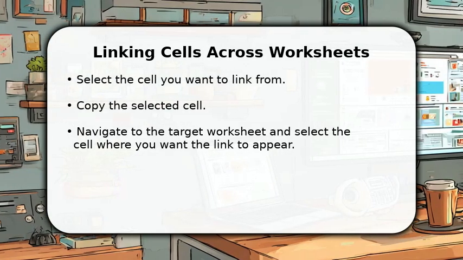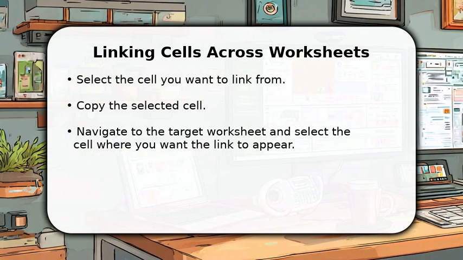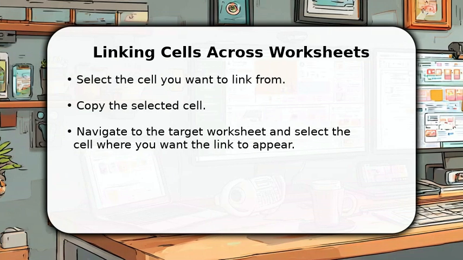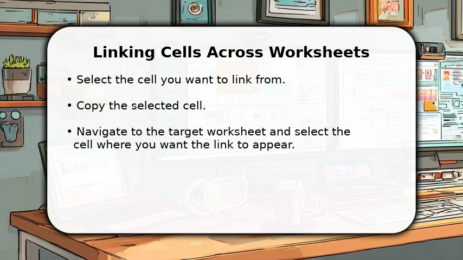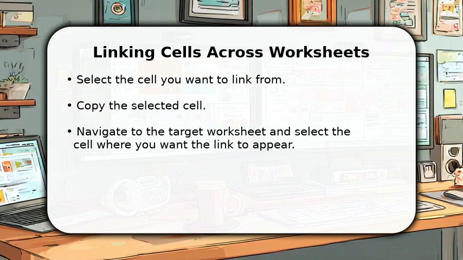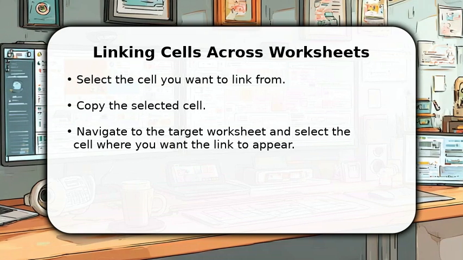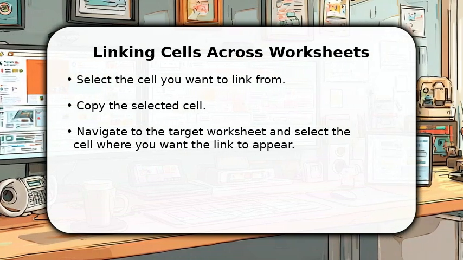In this video, I will explain how to mirror or link cells across worksheets in Excel. To begin, simply select the cell you wish to link from, then copy it. Next, navigate to your desired target worksheet and choose the cell where you want the mirrored data to appear. Right-click, select Paste Special, and then click Paste Link.